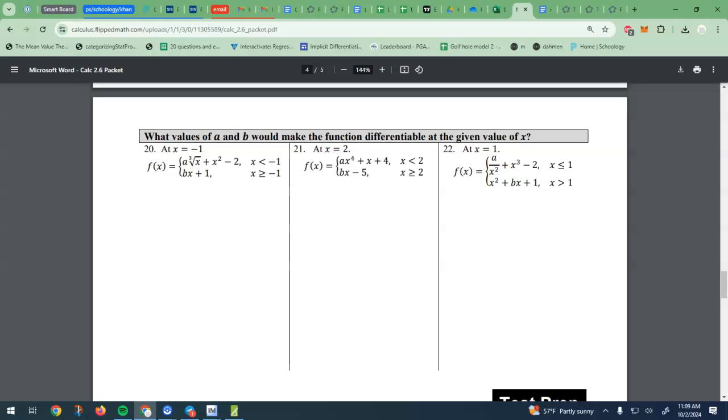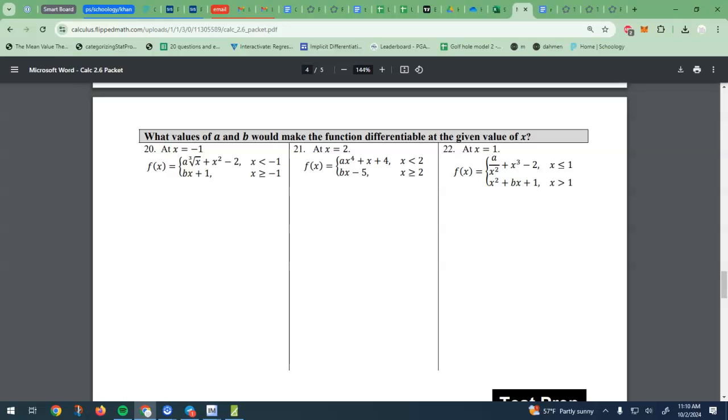So for continuous, this is a road, and they need to come together, which means the y values need to be the same. So ax to the fourth plus x plus 4 has to equal bx minus 5. So that has to equal that. And I know the x value is 2. So this is like 16a plus 2 plus 4. So plus 6 equals 2b minus 5. And I'm expecting a second equation with two variables. So I have to work with this. I'm going to leave it for now and see what the easiest way to get to it is in a second.